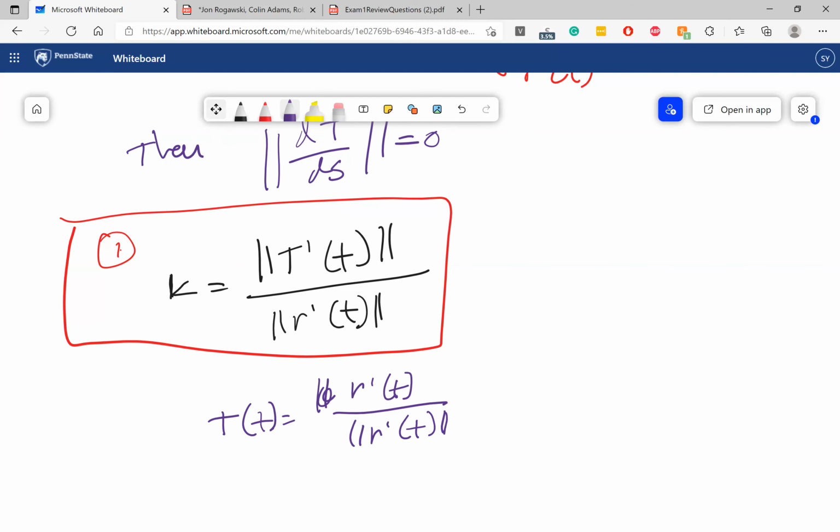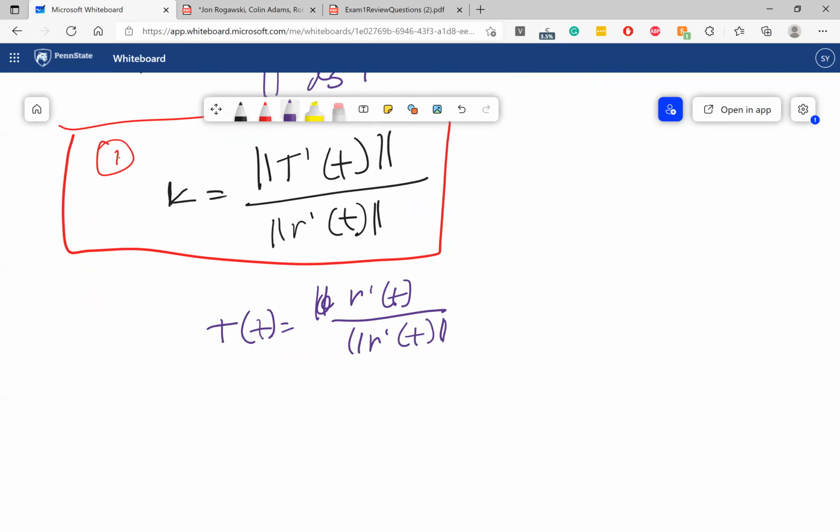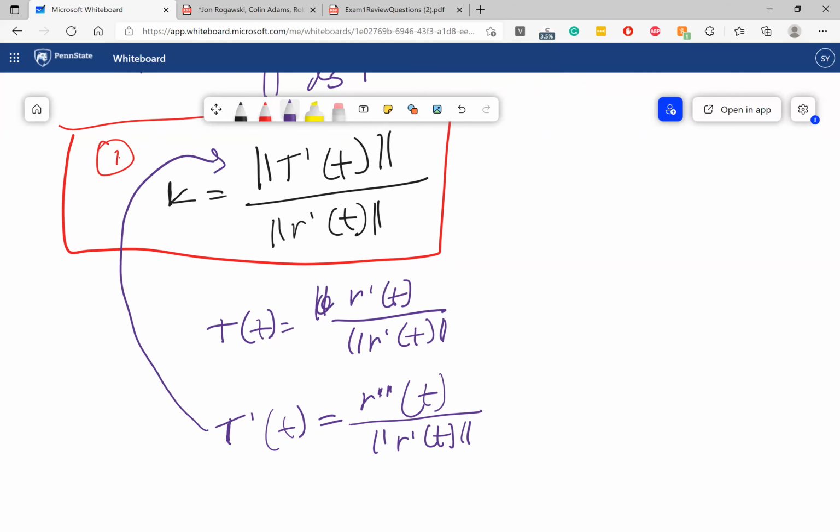And then you need to take the derivative of T of t. So then you take the derivative T prime of t. And in order to do this, well, the bottom part is just a constant. So this is going to be R double prime of t over the magnitude of R prime of t. And then you take the magnitude of this, and that will be the top part of your formula for curvature. And we're going to see an example of how to use this.